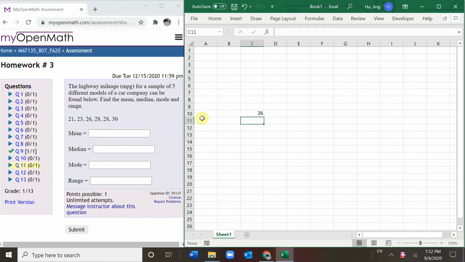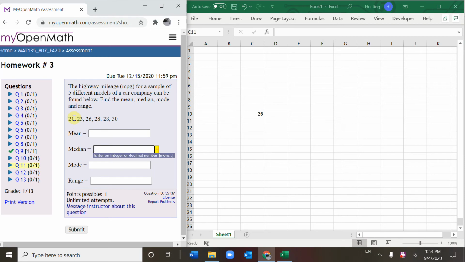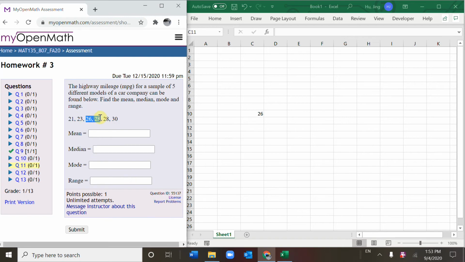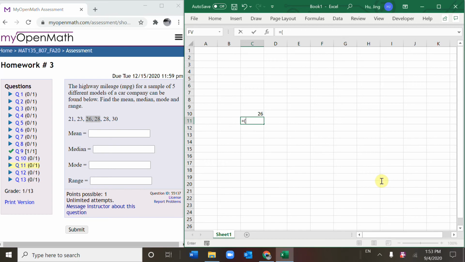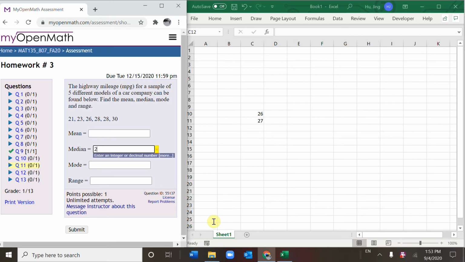6. Enter. Now the median, we have a total of 6 numbers, so that's an even number, right? Then 26 and 28, these two numbers are right in the middle because you see 2 in front and 2 behind. So you add them together, 26 plus 28, then divide by 2. That's 27, the median.